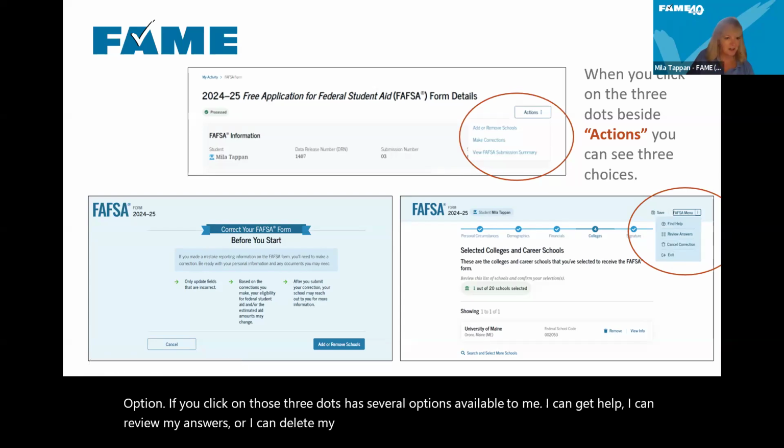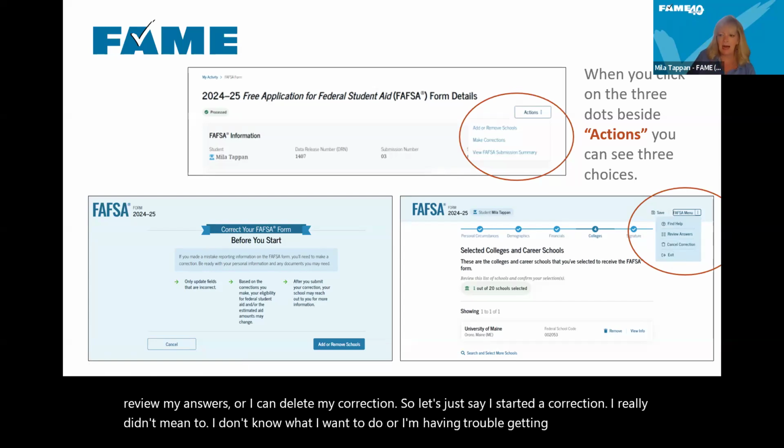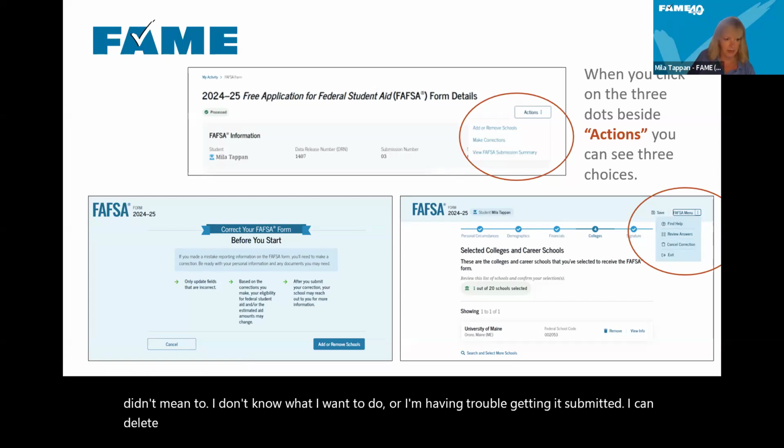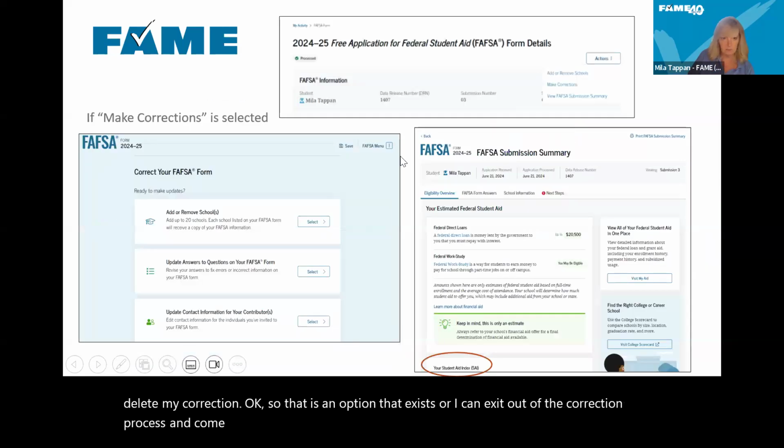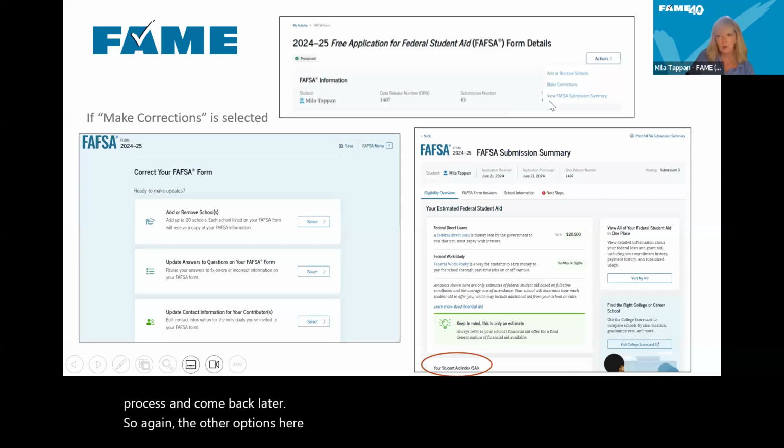So let's just say I started a correction. I really didn't mean to. I don't know what I want to do, or I'm having trouble getting it submitted. I can delete my correction. Okay, so that is an option that exists, or I can exit out of the correction process and come back later. So again, the other options here are to make a correction or to view my FAFSA submission summary.